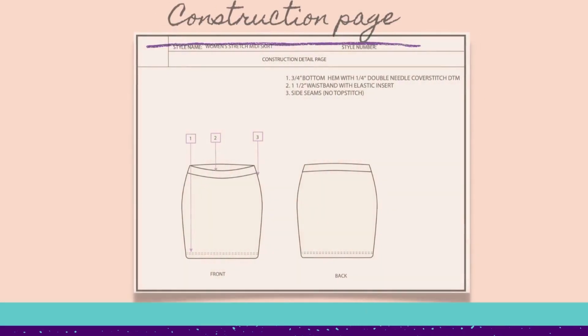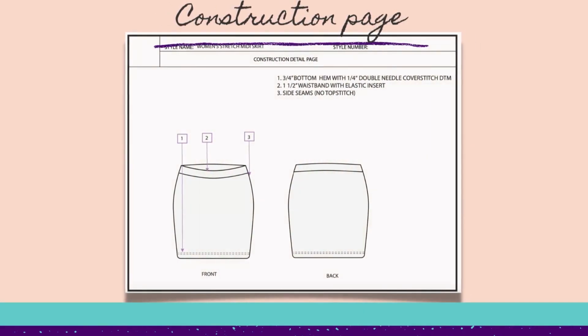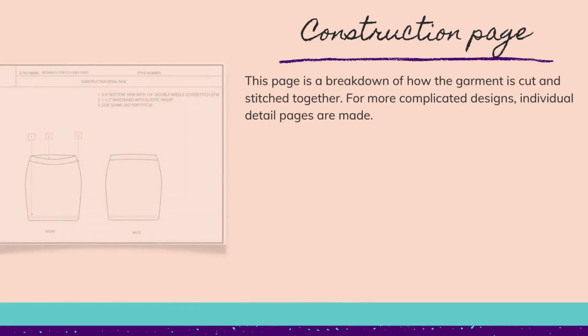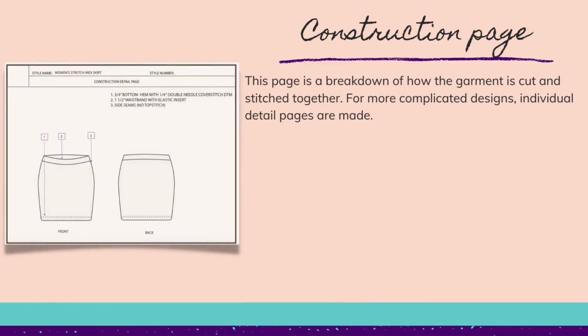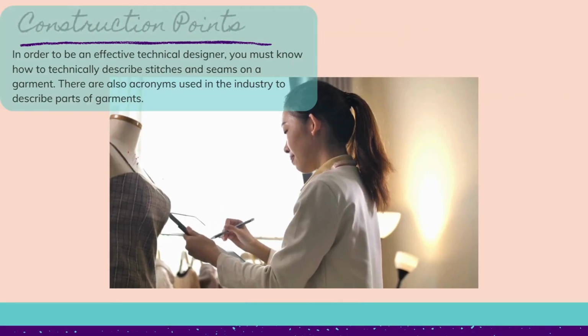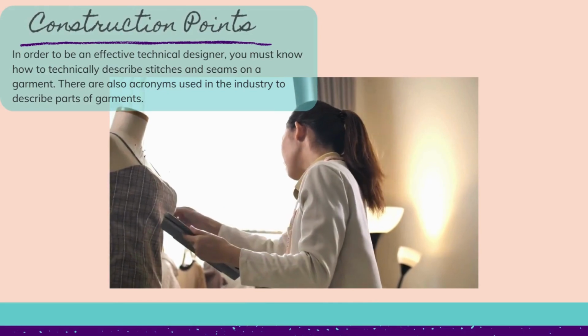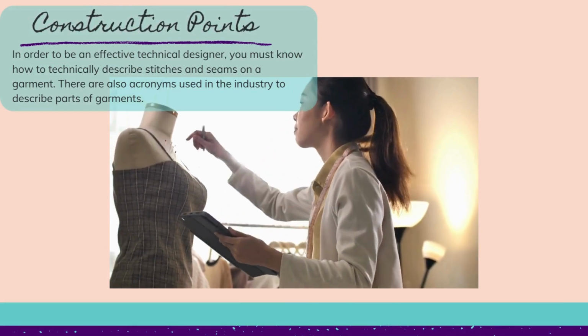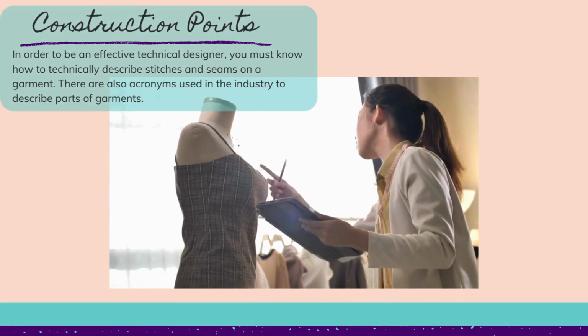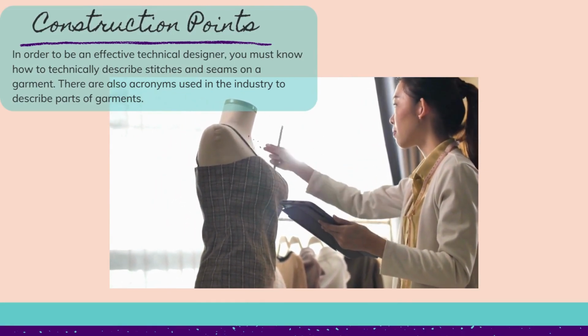Now that we have our technical sketch and our main information, let's talk about the construction of the garment. The construction page is a breakdown of how the garment is cut and stitched together. For more complicated designs, individual detail pages are made. In order to be an effective technical designer, you must know how to technically describe stitches and seams on a garment. There are also acronyms used in the industry to describe parts of the garments.